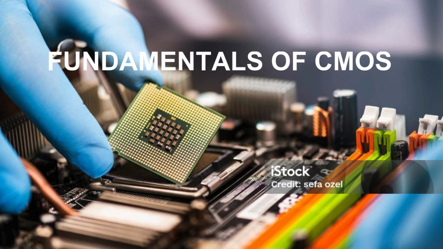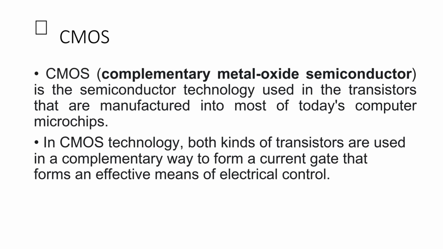Today I will explain CMOS, CMOS working principle, advantages and disadvantages. What is CMOS? CMOS stands for complementary metal oxide semiconductor. It's a technology. It is the cornerstone of modern electronics, enabling the fabrication of high density, low power integrated circuits. This overall will cover the basics of CMOS fundamentals, including its structure, operation, and applications.